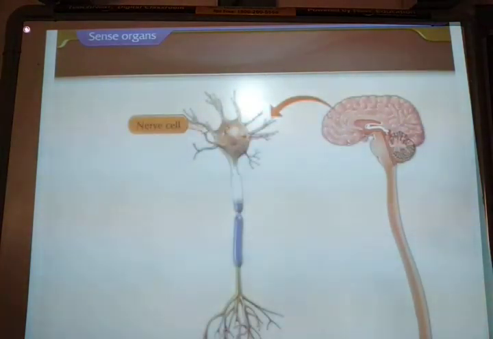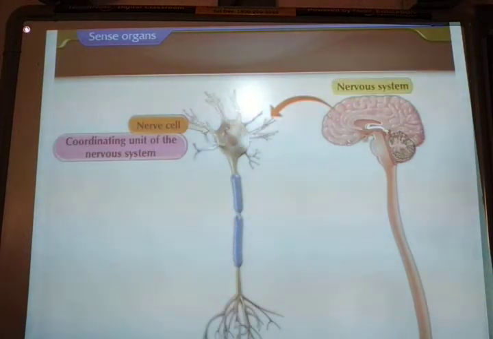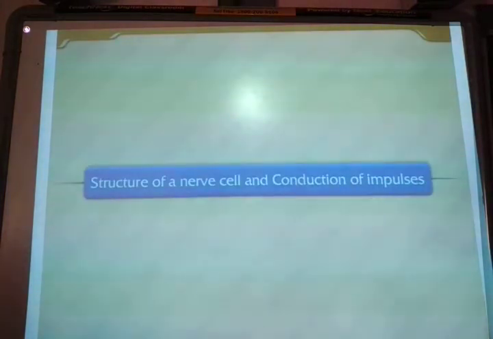The nerve cell is the coordinating unit of the nervous system. Let us now study the structure of a nerve cell and the conduction of impulses through nerves. Structure of a nerve cell and conduction of impulses.